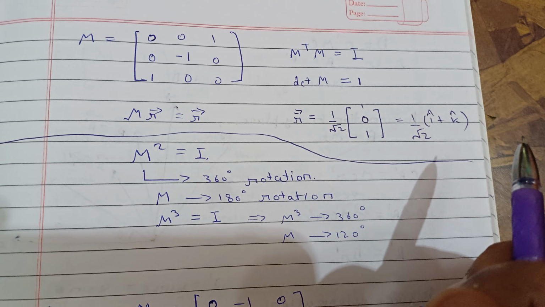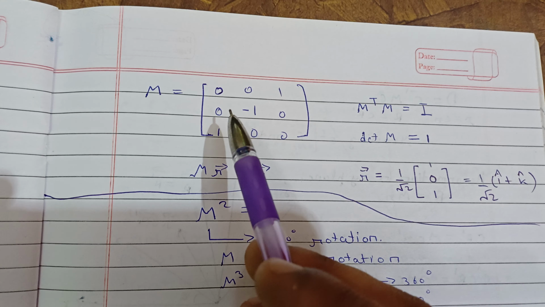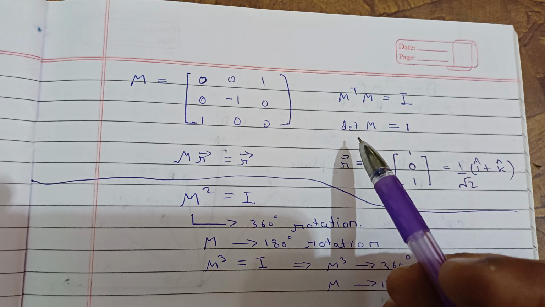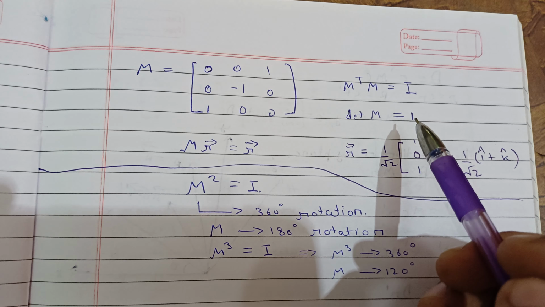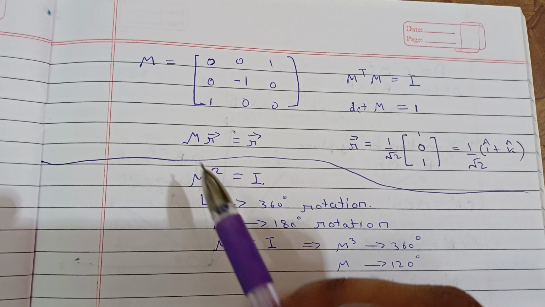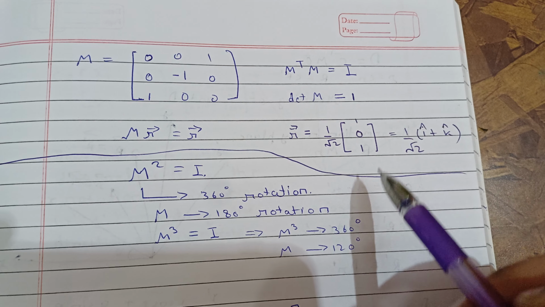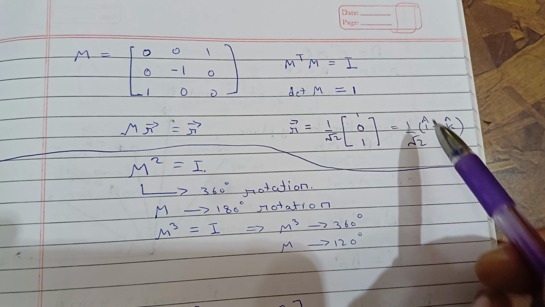Now let's take one more example. If the matrix is given like this, and the determinant came out to be 1, then only rotation is involved. So we need to find the rotation axis. Applying this condition, we will find the rotation axis came out to be this, and this is the rotation axis.